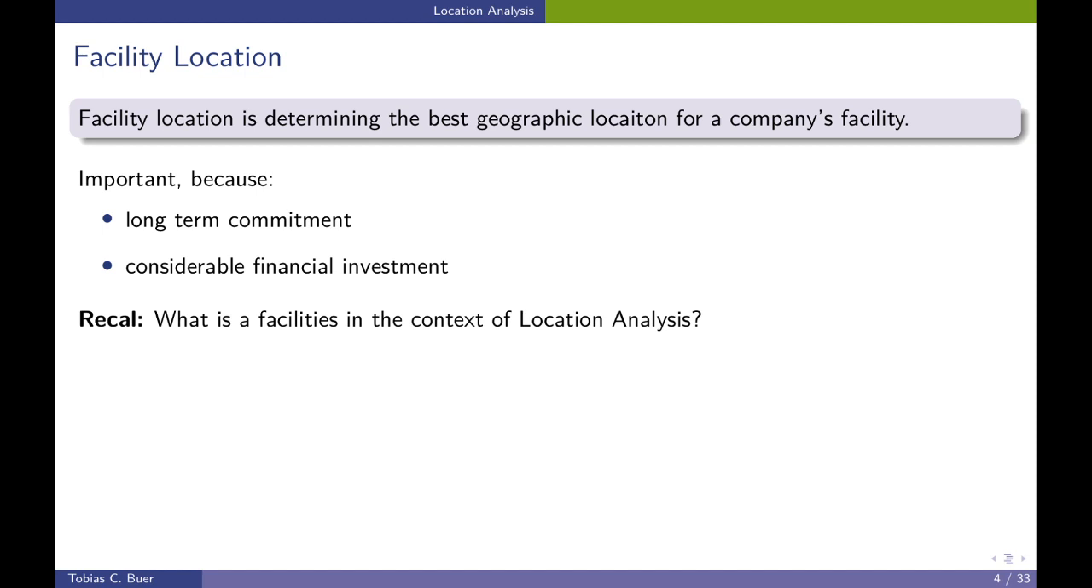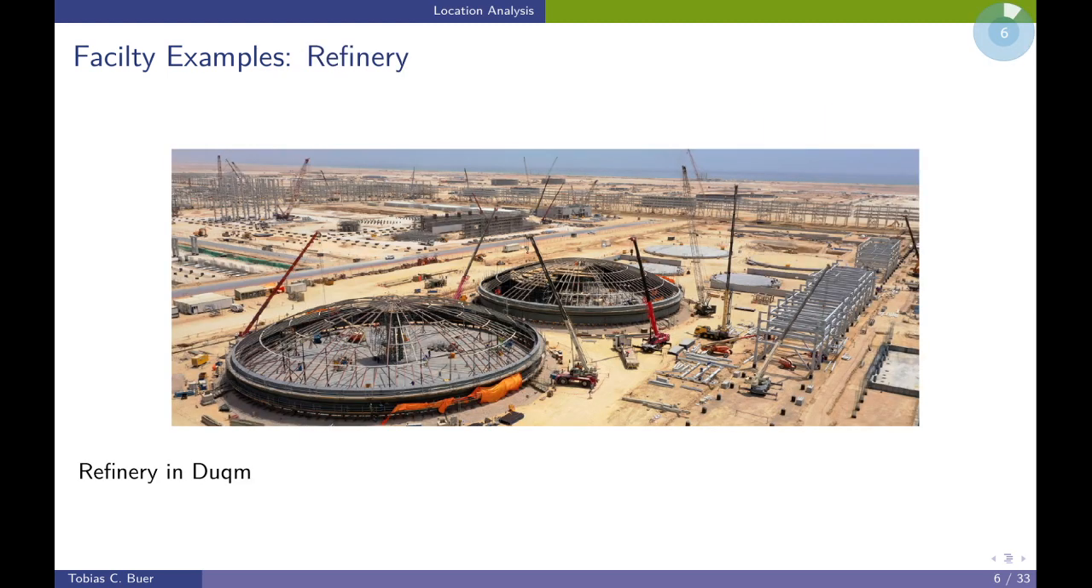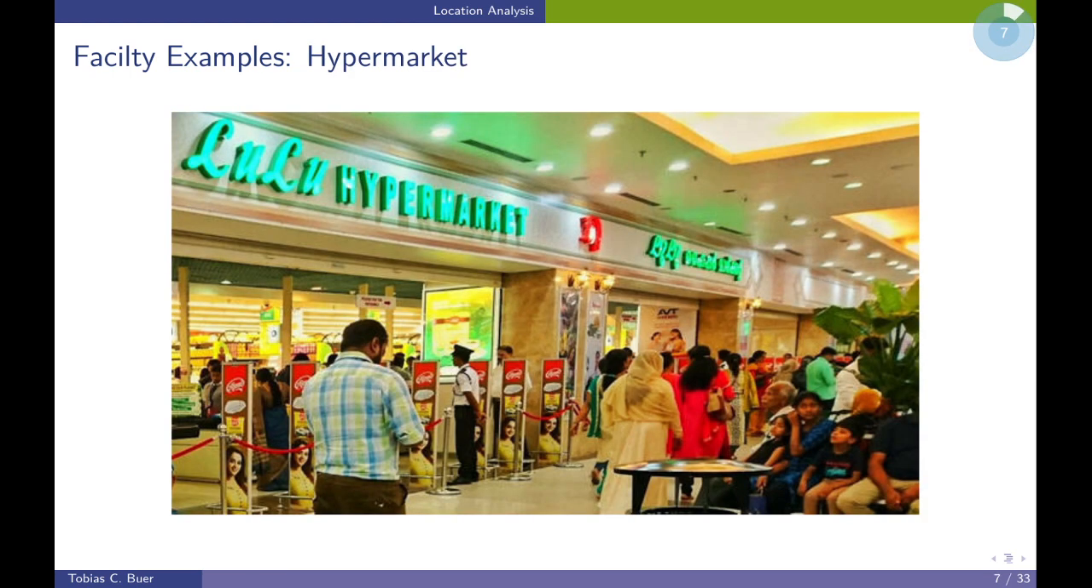So, what are examples of facilities? What are we looking at, for example? Well, a facility could be a warehouse that we want to operate. It could also be an industrial factory like a refinery. This is a picture of the refinery that is currently being built in Port Duqm. If you're the operator of a hypermarket, it will be the location of a new branch of your hypermarket.